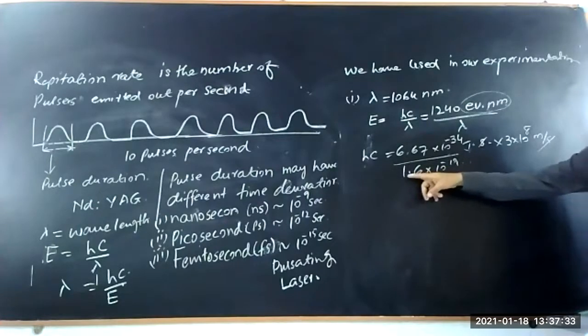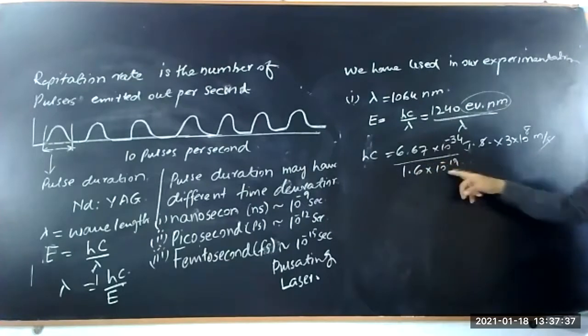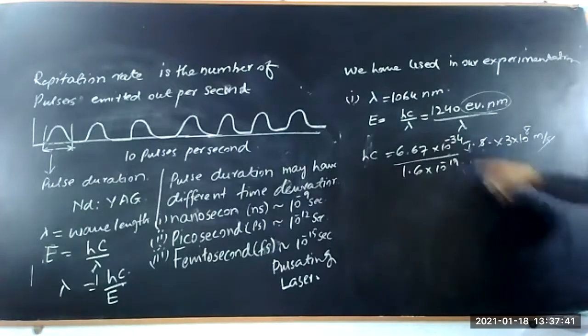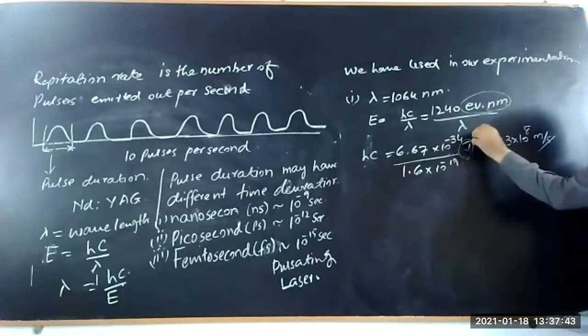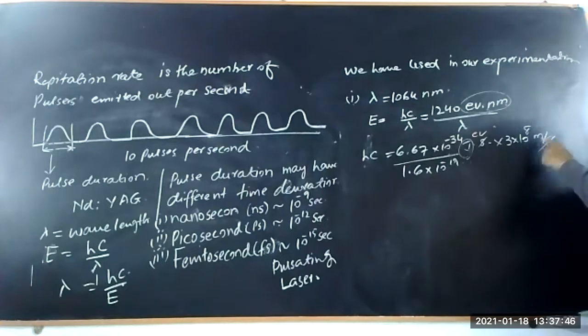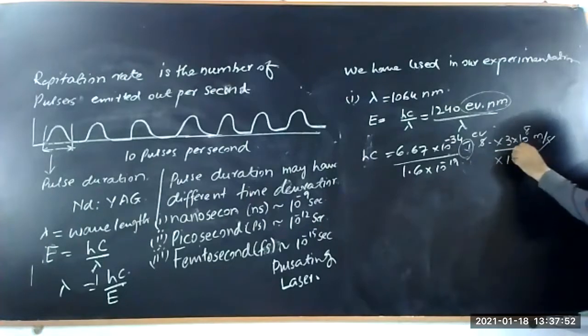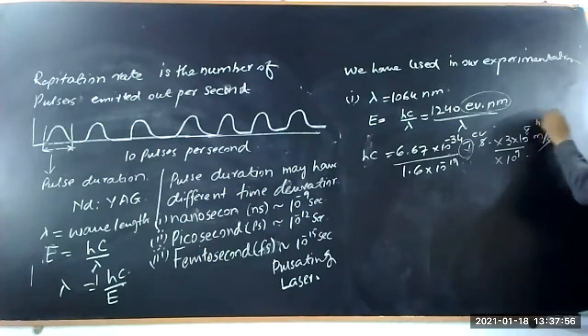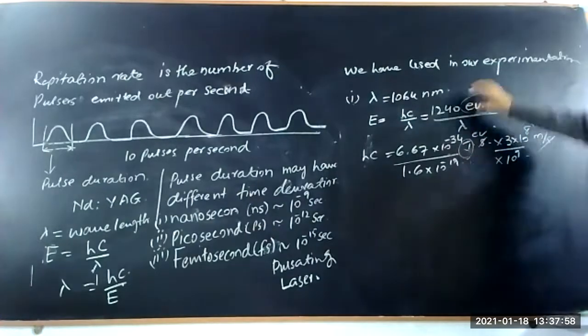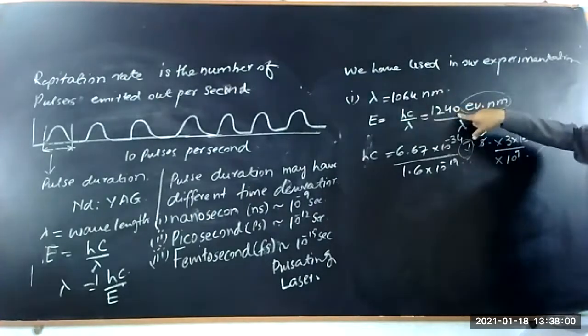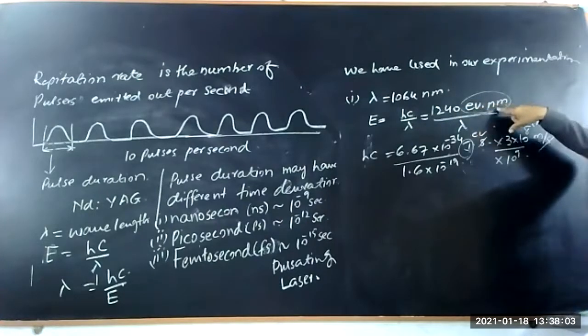So this is 1 point, if you divide 1.6 into 10 raised to the power minus 19. As a result, this joule becomes an electron volt. And if this meter is divided by 10 raised to the power 9, it becomes a nanometer. So as a result, you will get a value 1240, which is equal to electron volt into nanometer.